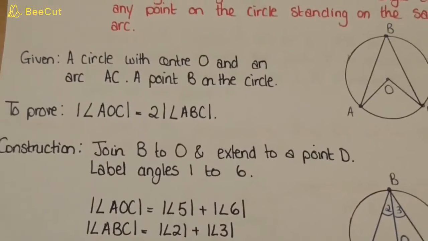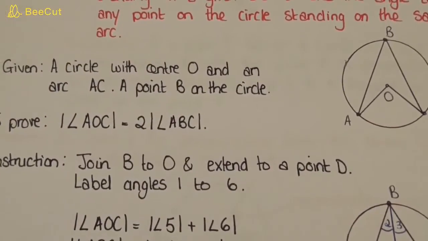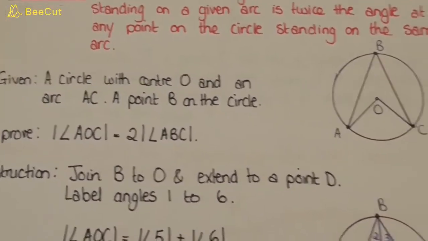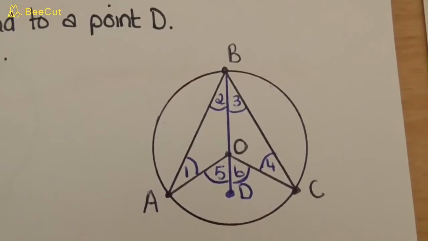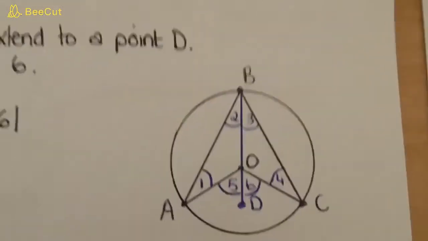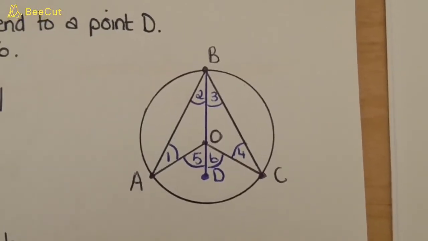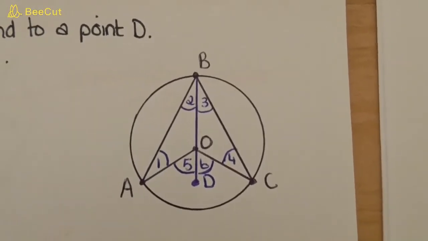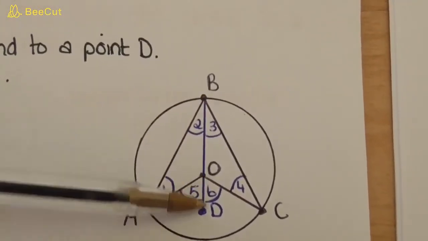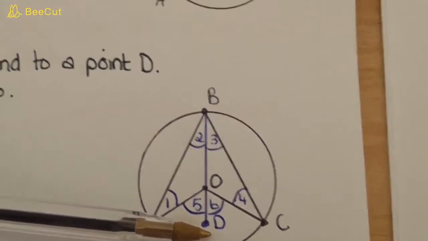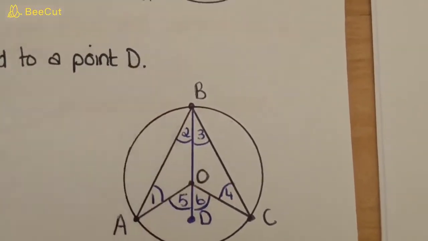Construction. Join B to O and extend it to a point D, and then label the angles 1 to 6. So there's your construction. You can do any construction lines in a different colour pen just to make it look like it's not part of the original diagram. So I've extended a line from B going through O and extended it out as far as the point D. And then I've labelled all my angles. So 1, 2, 3, 4, 5 and 6.